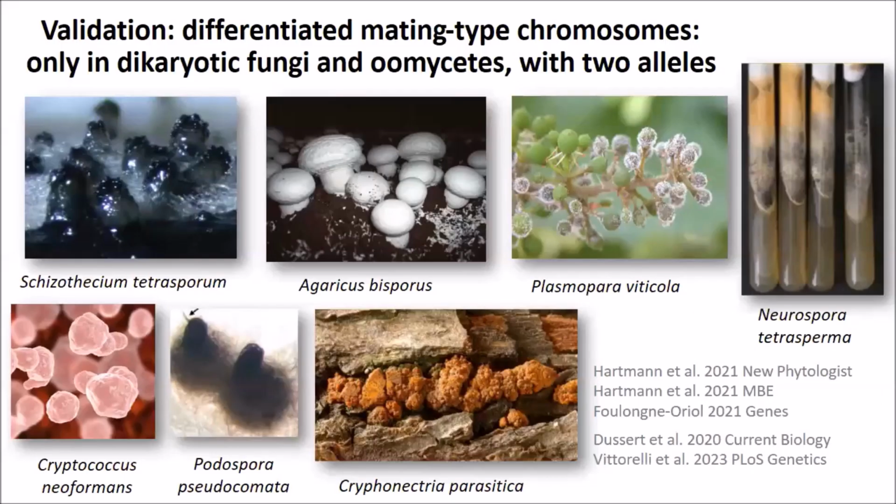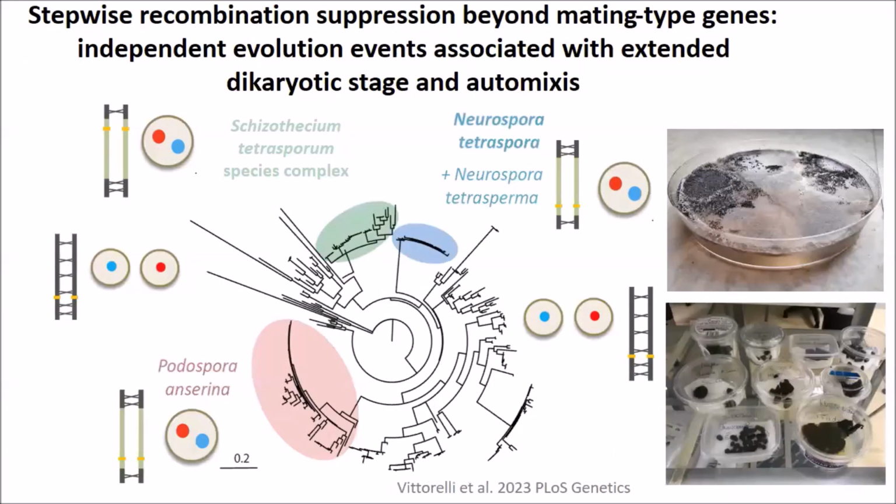And so one first validation is that indeed all the species in fungi or mycetes where you have differentiated mating type chromosome with stepwise extension of recombination suppression, it's only in dikaryotic fungi, not in haploid fungi. So this is very consistent with the model, where the deleterious mutation obviously can only work when you are diploid or dikaryotic. So you have here a phylogeny, for instance, of this. So this is the dung of several herbivores where we collected these fungi.